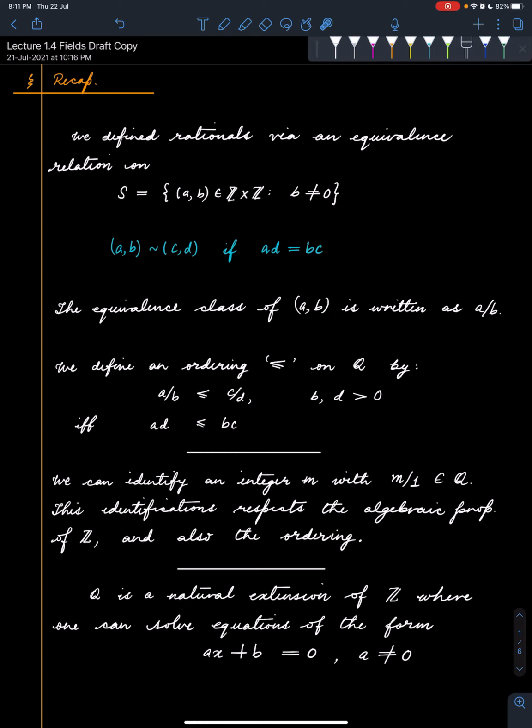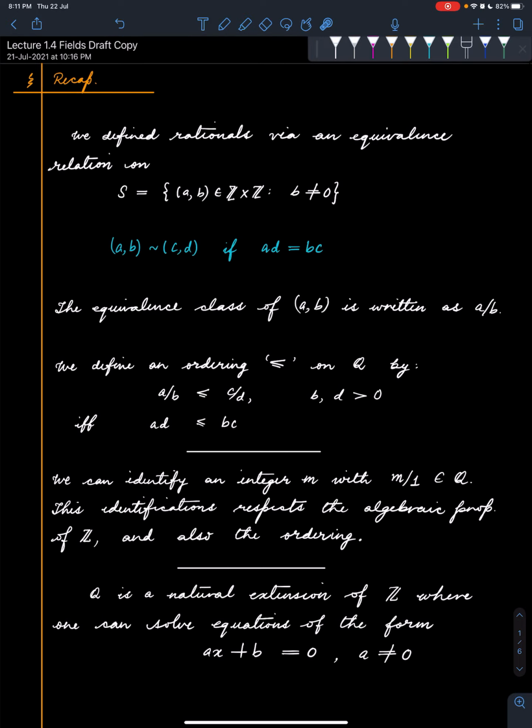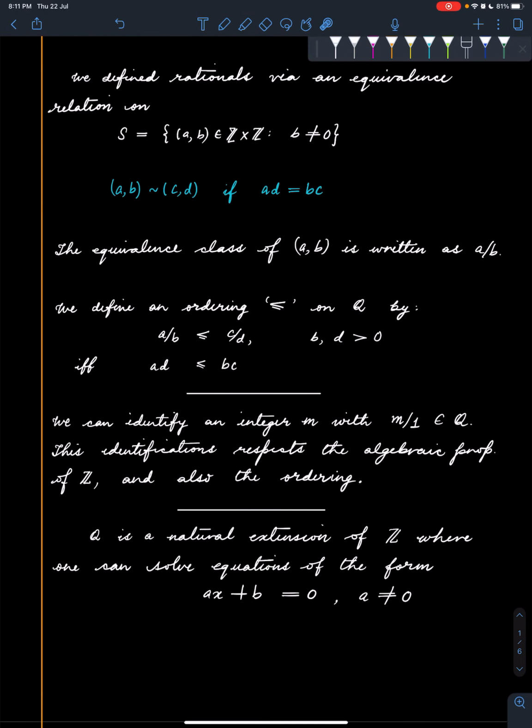And then we saw that one can also define an ordering on the set Q. So Q is the set of all these equivalence classes, the set of all the rational numbers. So the ordering was defined via this, by fiat, via this writing. So we observed that this is a total order, and that's that.